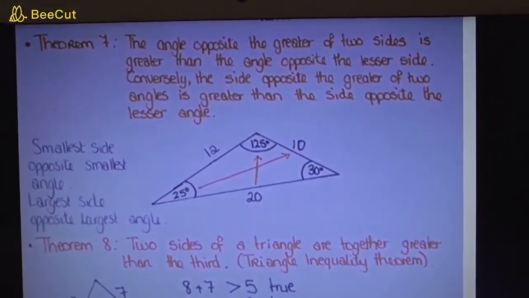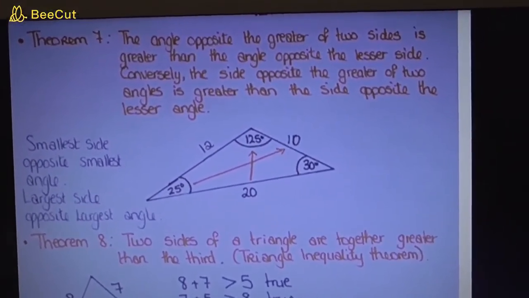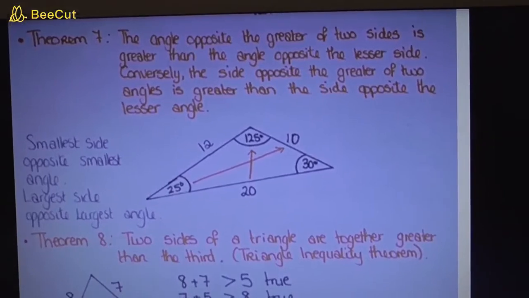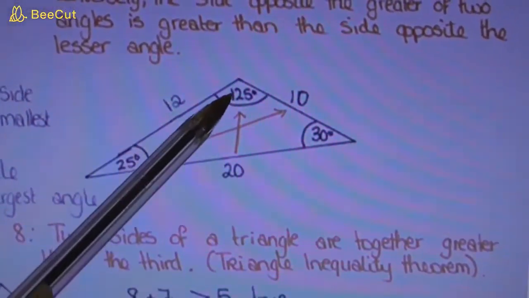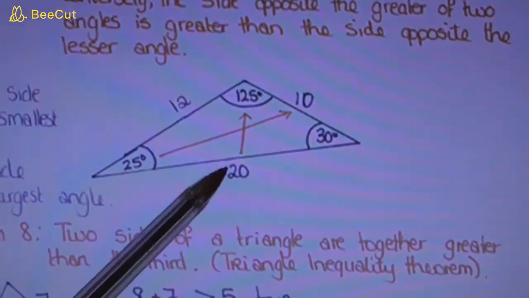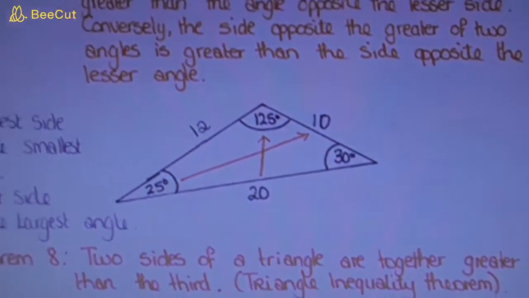Theorem 7, again, it's not a formal proof. The angle opposite the greater of the two sides is greater than the angle opposite the lesser side. Okay, all this basically means in plain simple English is the largest angle will be opposite the largest side. The smallest angle will be opposite the smallest side.